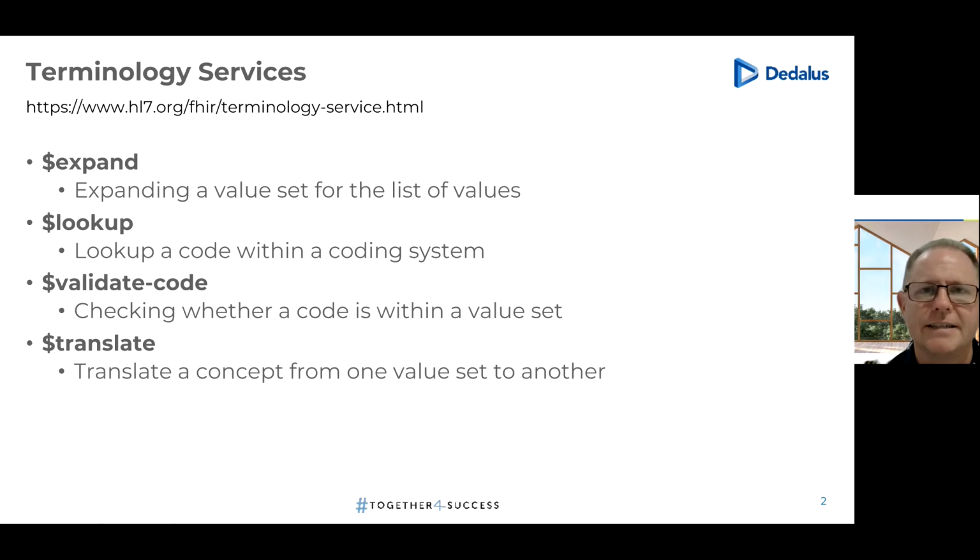So $translate is another operation that's popular in the terminology space, and allows us to translate codes from one coding system to another, or one value set to another. Normally used to translate things from, say, SNOMED CT-AU to LOINC or vice versa. There are concept maps that have those mappings in them. So it's using those concept maps to define the relationship between one code and another.